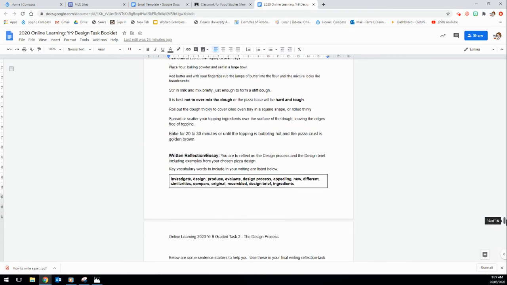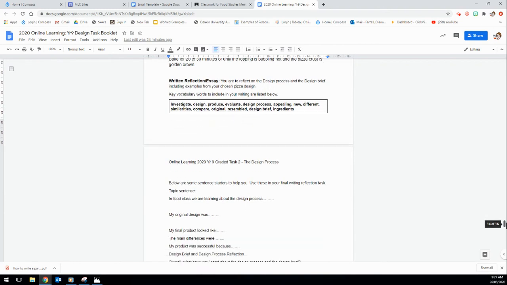Let's move down to the next bit on here. So the next bit you're going to look at is reflection, written reflection or essay, and you are to reflect on the design process and the design brief. So that is actually your topic, design process and the design brief, okay? So that is the topic of the essay.